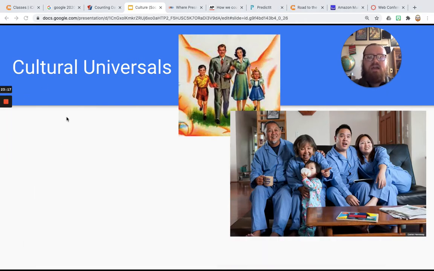All right, moving on now to cultural universals. A cultural universal is something that is a part of every society. Right? Something that is, if not exactly the same, understood from one society to the next. And to drive this point home, let's look at a few examples. One example of a cultural universal is music.